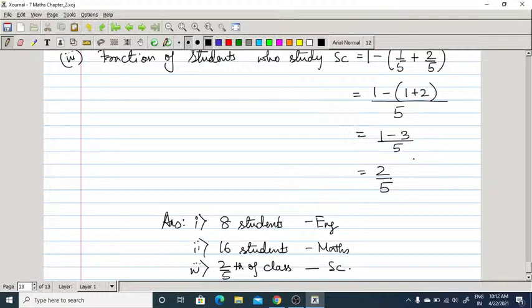Question number 12 is simple multiplication by finding out the perimeter and area. So you can do that for homework. Question number 13.